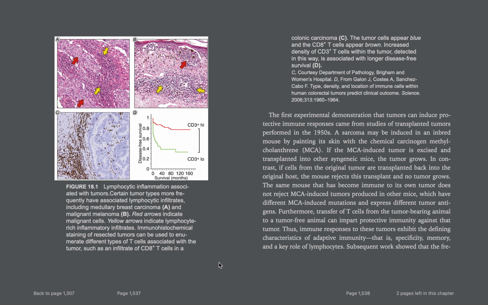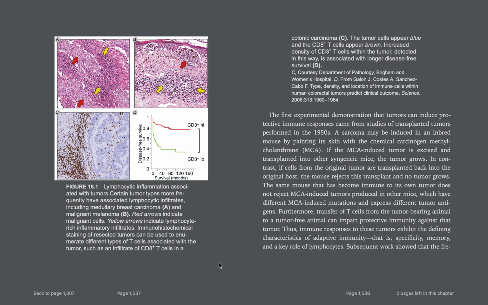Immunohistologically, staining of resected tumor can be used to enumerate different types of T cells associated with the tumor, such as an infiltrate of CD8 T cells in a colonic carcinoma. The tumor cells appear blue and CD8 T cells appear brown. Increased density in this way is associated with longer disease-free survival.